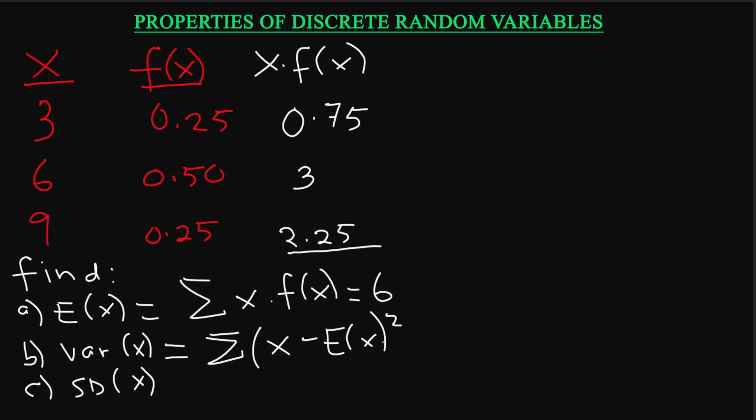We have already calculated the expected value of x. So let's create another column that calculates x minus the expected value of x, all squared. We're going to put that column right here. So let's have x minus x times f of x, all squared.